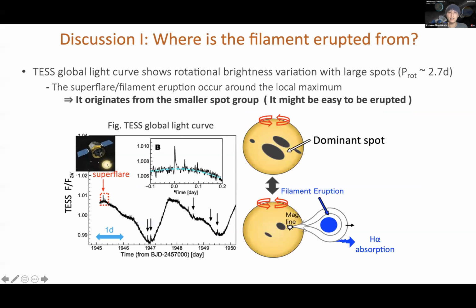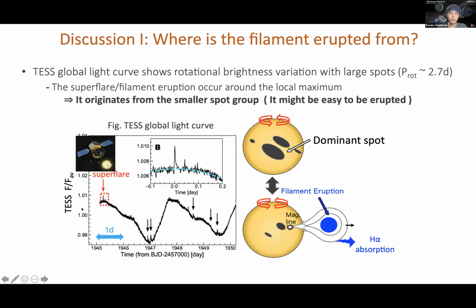So let me discuss three points about this filament eruption. The first: where did the filament erupt from? TESS also shows a much longer baseline observation. This is the global light curve of the star obtained from TESS, and the superflare we obtained was observed here.